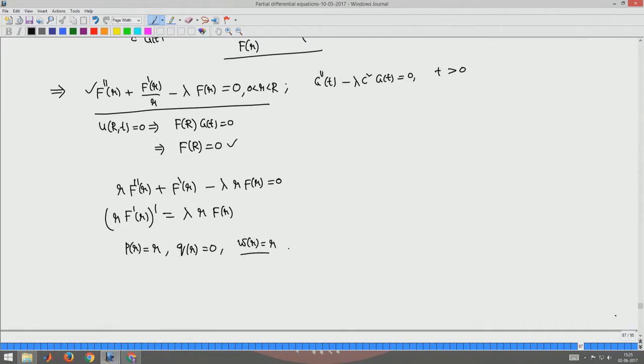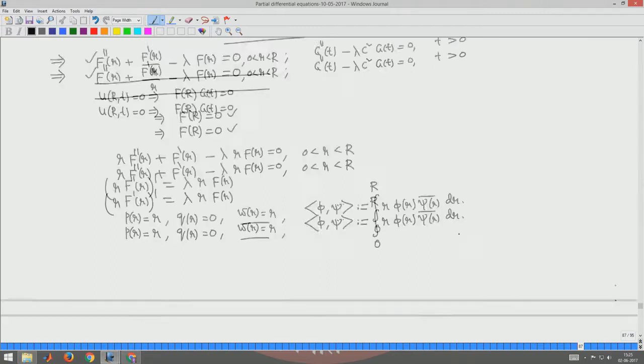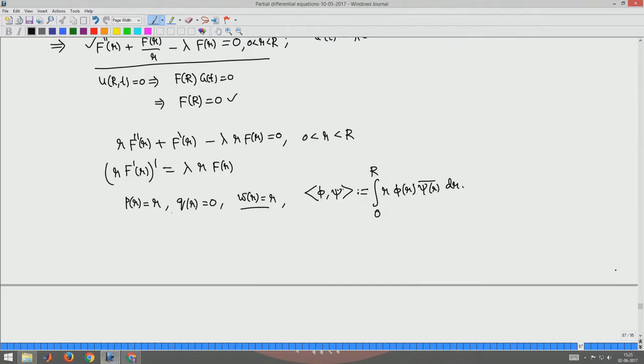So, immediately once you have the w in the Sturm-Liouville, you can define your inner product of phi and psi as a dot product. What is your domain? The domain is between 0 and capital R, and w is the weight function r, so you have the integral from 0 to R of r phi of r psi of r bar dr. This is your dot product from the Sturm-Liouville process. Because it is already in the self-adjoint form, all lambda should be real. So, this implies lambda is real.